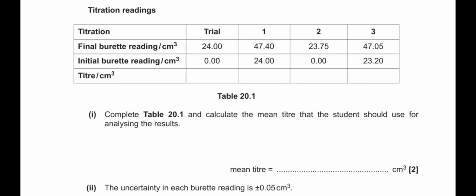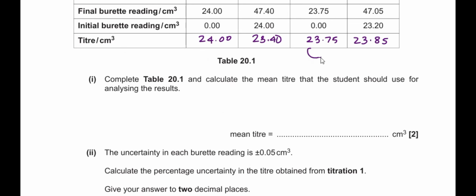Okay, so this is the famous sodium thiosulfate titration question, very popular question. Let's read part 1. Complete table 20.1 and calculate the mean titer that the student should use for analyzing the results. So let's calculate the titer for each experiment. So this is 24.00. That's a trial one. The next one is 23.40, and the next one is 23.75, and the last one is 5.10 minus 28.23.